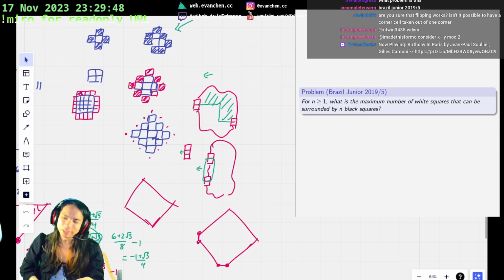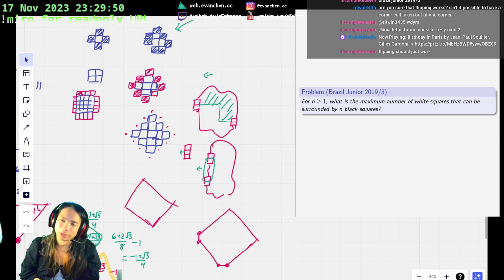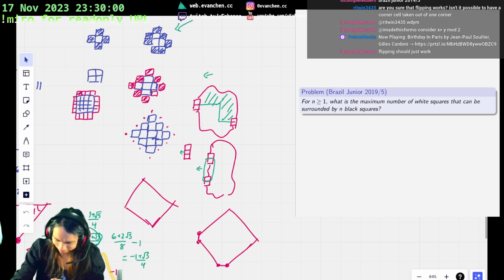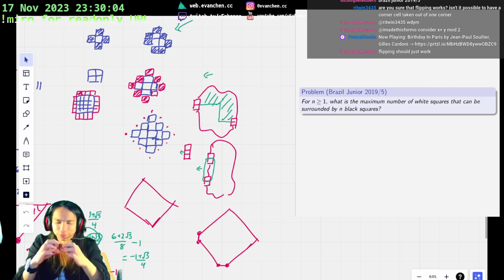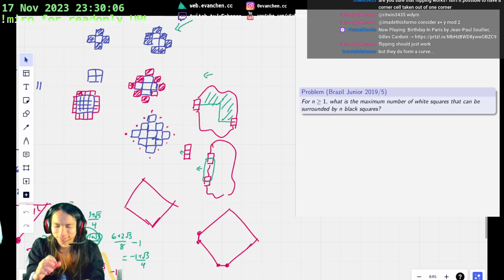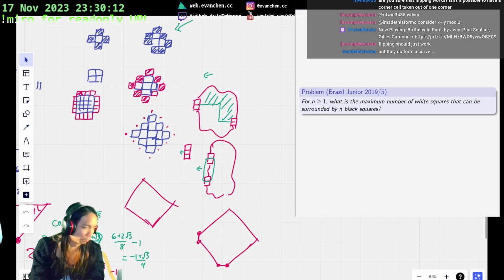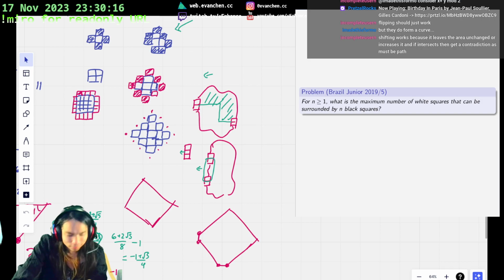But see, we're not even given that the black squares form a curve. Like, the black squares could be like an H shape, right? And that would be really inefficient. But you do have to smooth that out too, right? Oh god. But they do form a curve. No, they don't have to form a curve because you're not given that it's a curve.